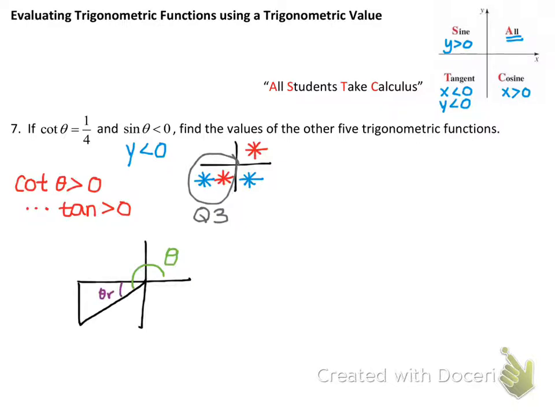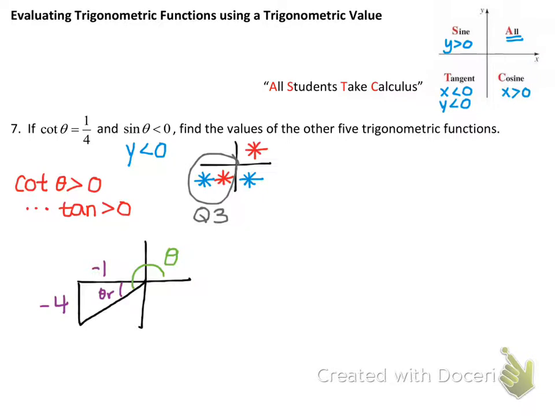All right, so since we know that cotangent is 1 over 4, there's a couple ways you can do this. You can say, well, if cotangent is 1 over 4, then tangent of theta must equal 4 over 1. Well, tangent is opposite over adjacent. So that means opposite is going to be 4 and adjacent is going to be 1. However, we're in the third quadrant. So this is actually -4 and -1.